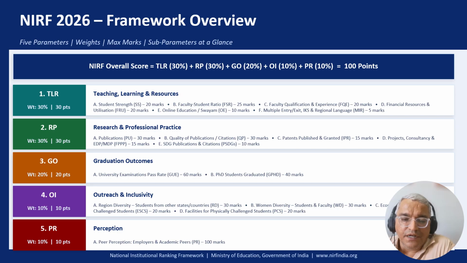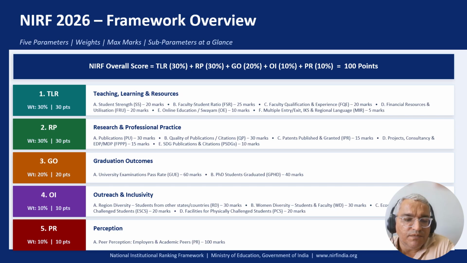Number of patents granted. The only thing is they ask for those numbers and we have to validate it and say yes. If we have any concerns, we can reject and we can give our details. D and E, projects, consultancy, EDP, MDP, this carries 50 marks. This has to be filled by the institute. Again, SDG publication and citations carries 10 marks. That is also captured by third party.